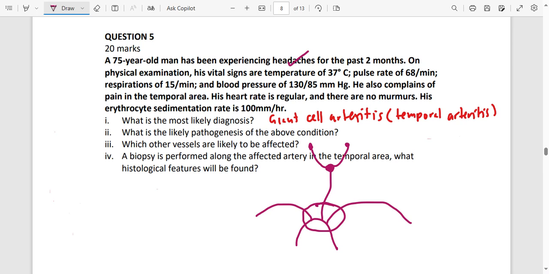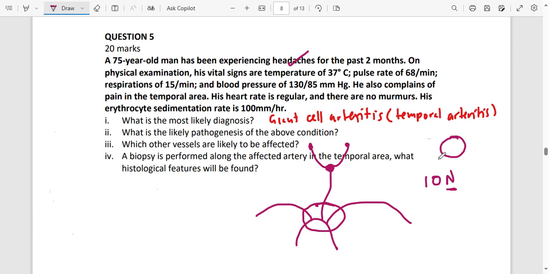We can also talk about the ophthalmic artery, which is going to result in what we are calling ischemic optic neuropathy. So there's that problem because you're not supplying the eye, and that is going to result in failure to be able to see clearly.